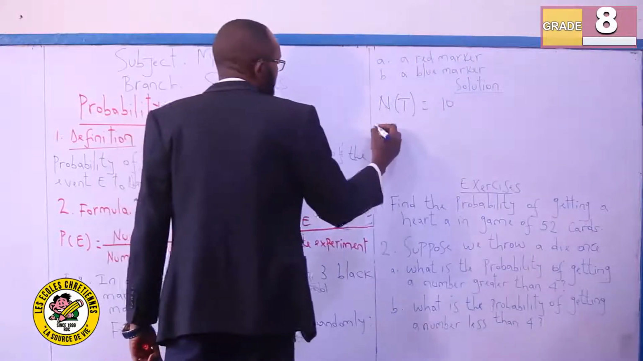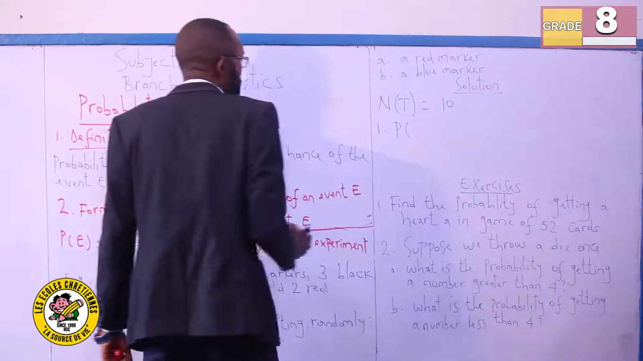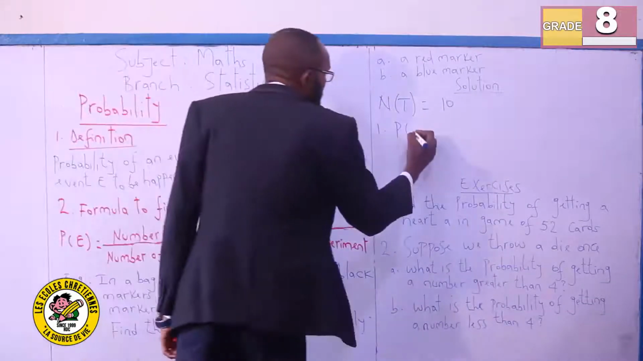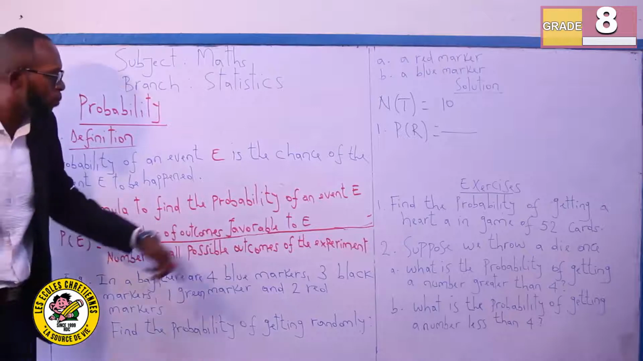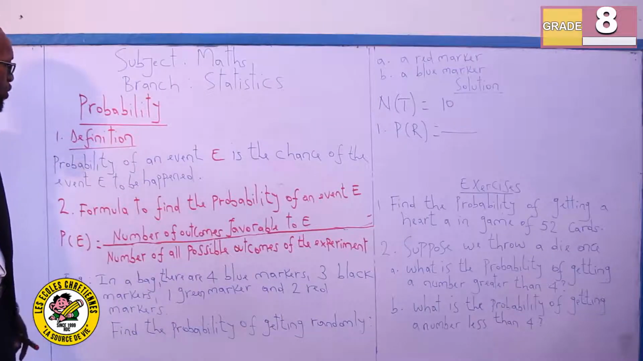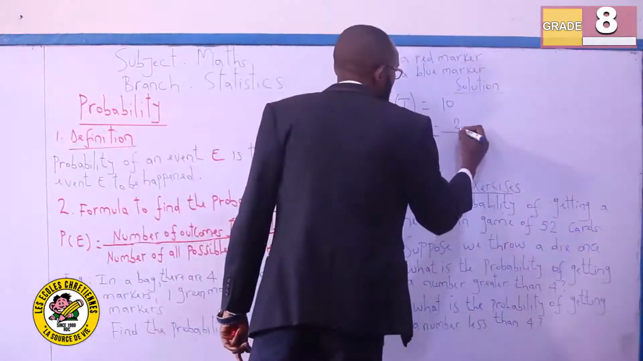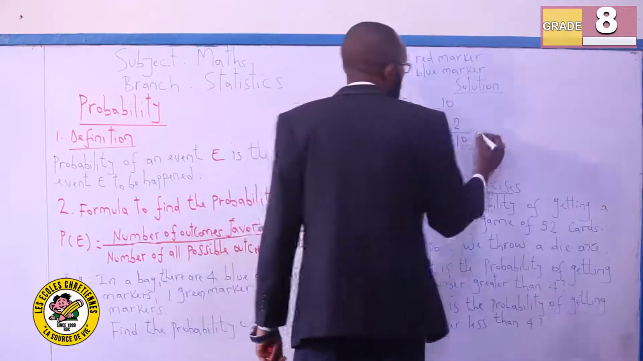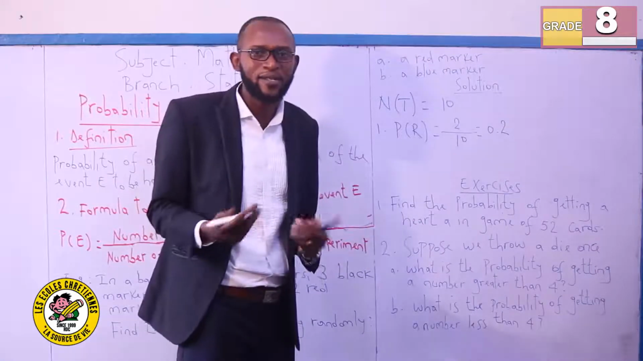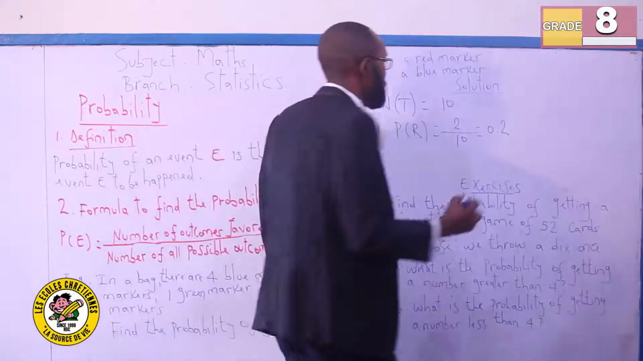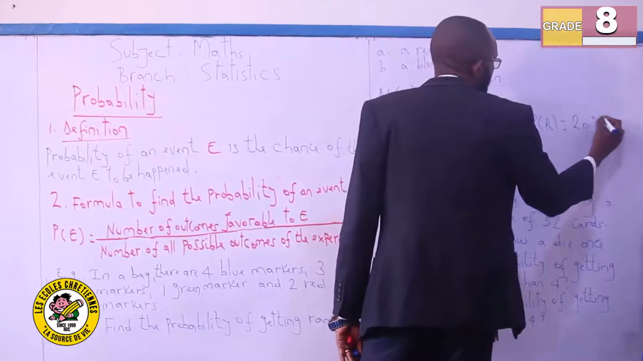Now for number one, what is the probability of having the red marker? The formula: the number of outcomes favorable to the event E. How many red markers are over there? 2, divided by 10. So it will be 0.2. That is the probability. We can also write it as a percentage. So the probability to have the red marker is 20%.